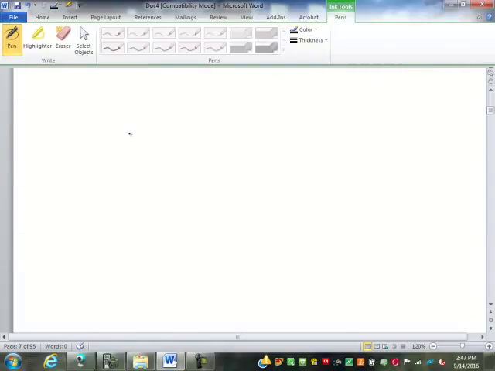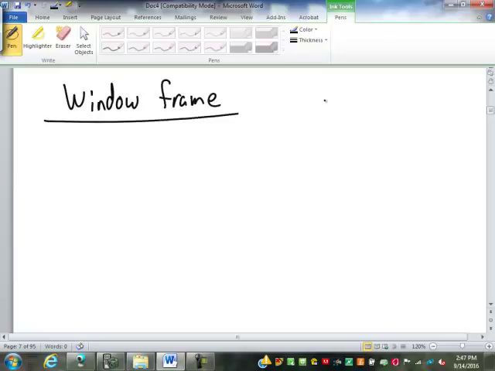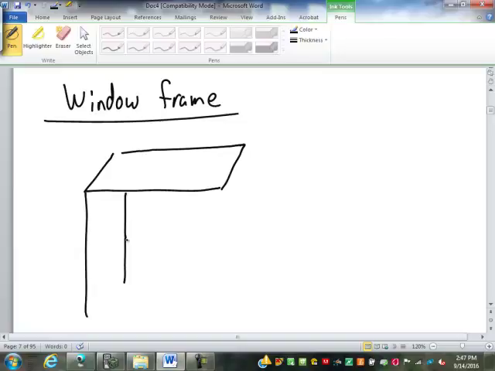So the next one I want to look at, we're going to create a window frame. We need to build a wooden frame to replace the frame for a double hung window. And so what our frame is going to look like, we'll see if my artistic abilities can handle this. There may be a very good reason why I am a math teacher, as we've mentioned before. I'm definitely not an art teacher.